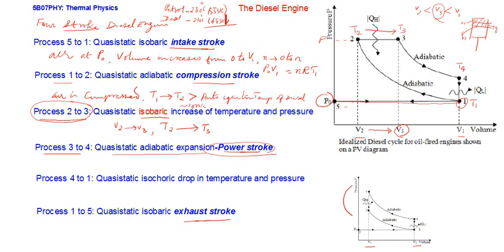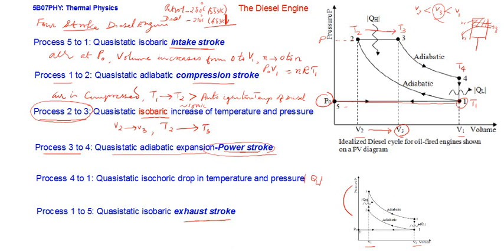Now, process 4 to 1, what is process 4 to 1? It is the exhaust process, during which the exhaust valve will be opening, and the difference between external pressure and the high pressure inside the cylinder will cause an automatic outflow of the combustion products. That is happening during process 4 to 1, and during this process an amount of heat QL is removed from the cycle.